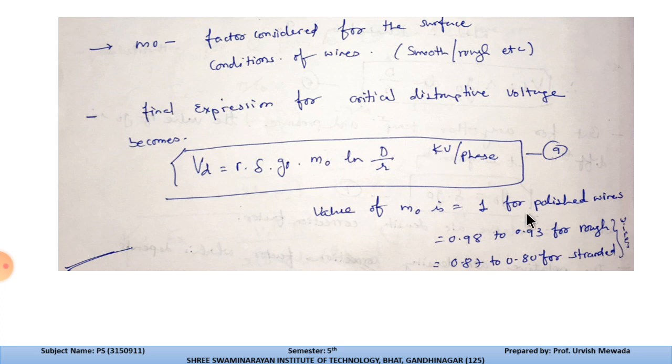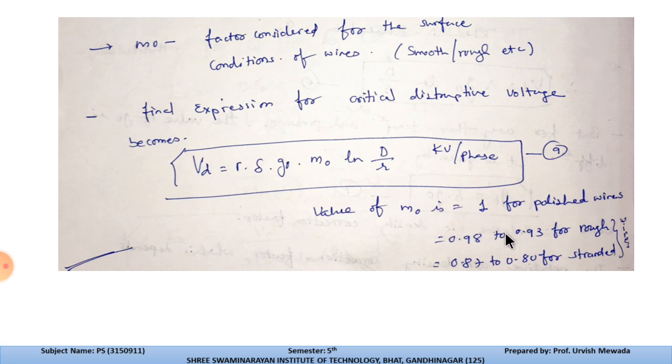Now M0 is 1 for a polished wire, meaning there is no roughness. We can take M0 between 0.98 to 0.93 for a rough surface, and M0 between 0.87 to 0.80 for stranded conductors or stranded wires. Students, we have to remember these values while we calculate examples related to critical disruptive voltage.